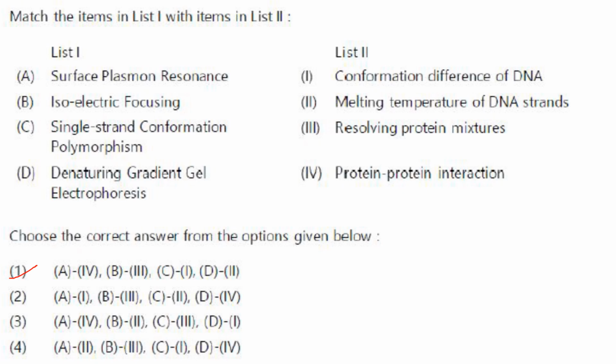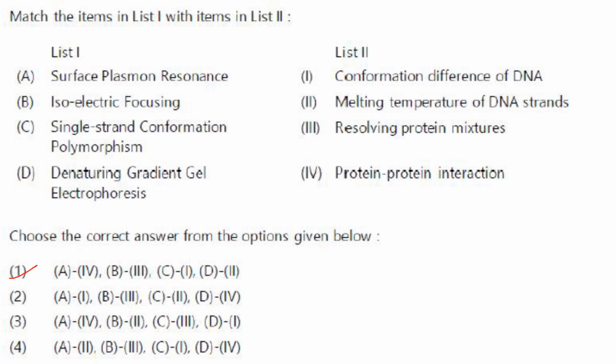Then next one. Match the items in list 1 and items in list 2. Surface plasmon resonance is protein-protein interaction. So A4, so options 2 and 4 are not correct. Isoelectric focusing is for resolving protein mixtures based on their isoelectric point. So B3.